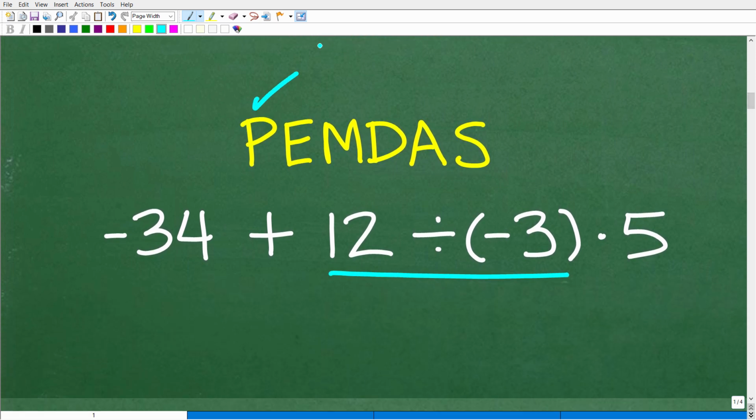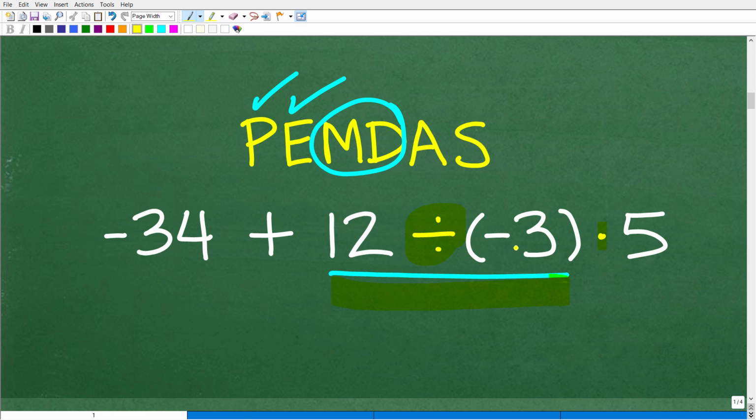All right, no parentheses in the problem, no powers, but I do have some multiplication and division. So what comes first from left to right? Well, clearly the division comes first before the multiplication. So this is what I have to do first. So it's going to be 12 divided by -3.